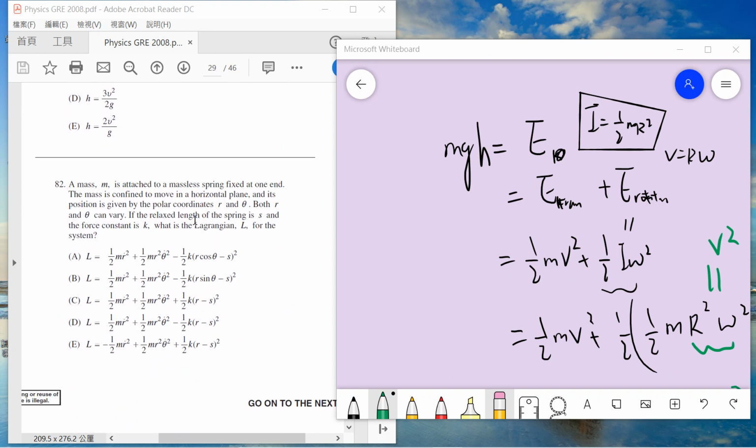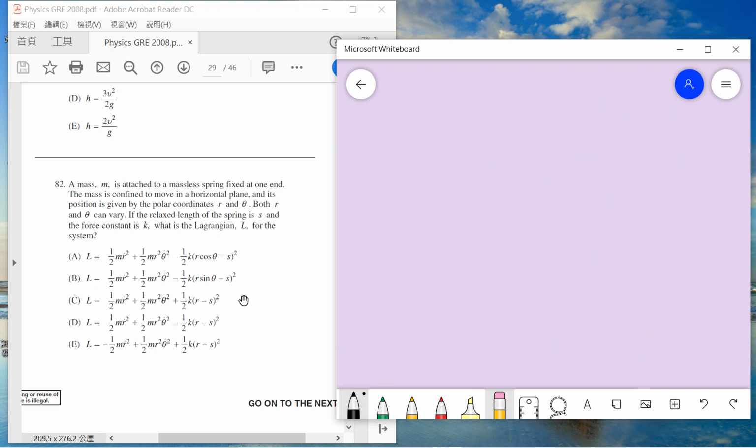This problem is very popular. It just asks about the Lagrangian. The Lagrangian is the kinetic term minus the potential term, and the potential term must be positive. So the only possible answers are A, B, and D, because you need something positive minus something positive. The rest is we need to figure out what the potential term is. There is a mass attached to a spring that is fixed, and the mass is confined to move in a horizontal plane. Okay, so maybe I should draw the horizontal plane.